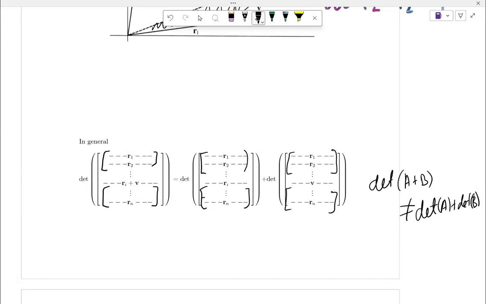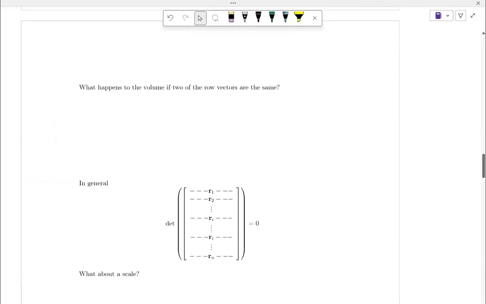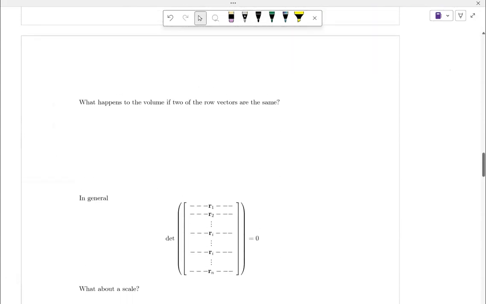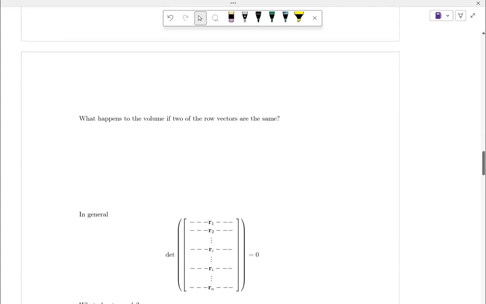All right. Well, let's ask the next question. What happens if two of the row vectors are exactly the same? Well, think about it in terms of parallelograms again. If your matrix A is, let's just, for example, say 1, 2, 1, 2, two rows are identical.